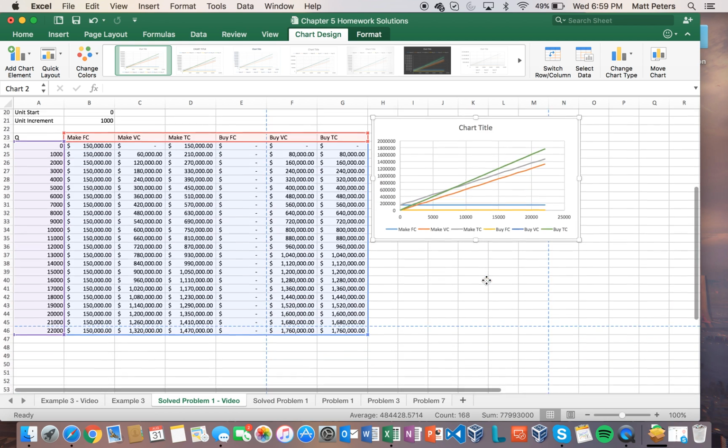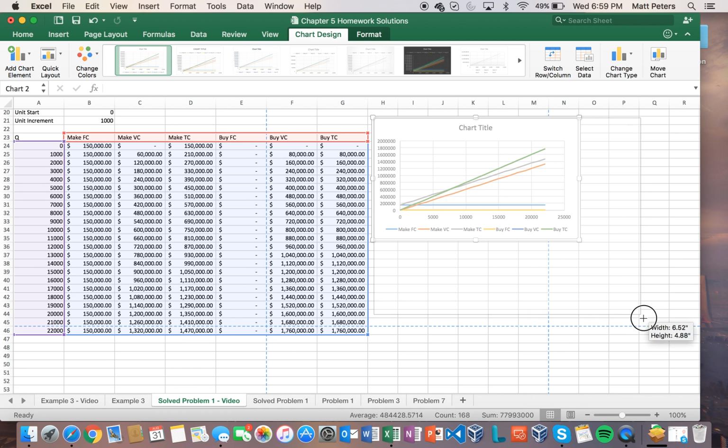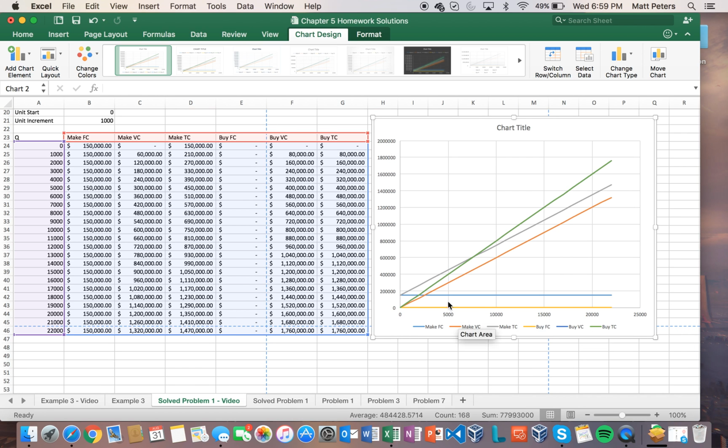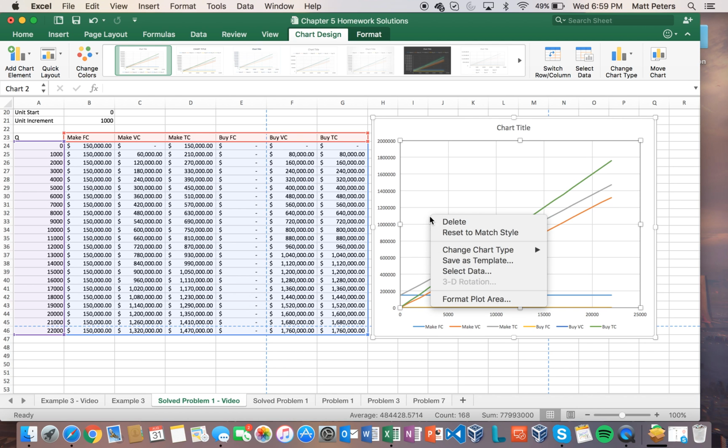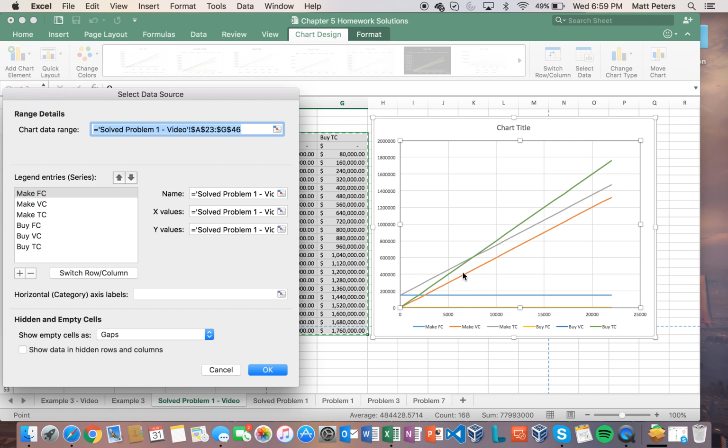I'm going to drag it over here a ways and make it a little bit bigger so it's easier to see. Okay, and we don't need quite that many lines on there, so I'm going to do select data. And really all I want is make fixed cost, make total cost, buy fixed cost, and buy total cost. So I'm going to get rid of my variable costs just to clean it up a little bit.